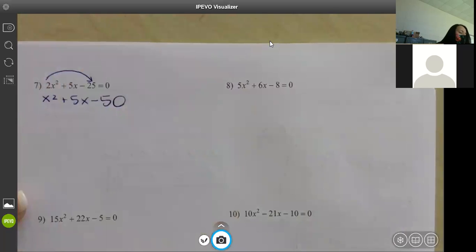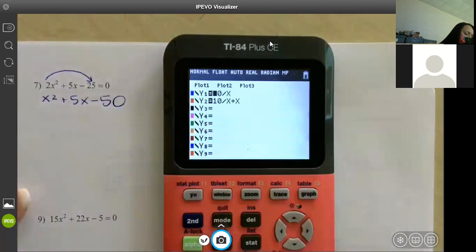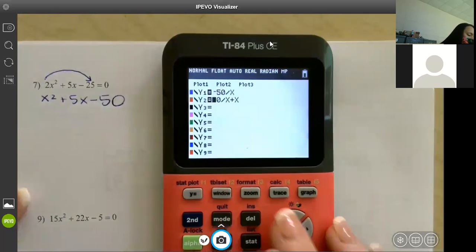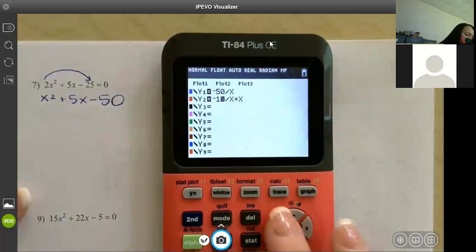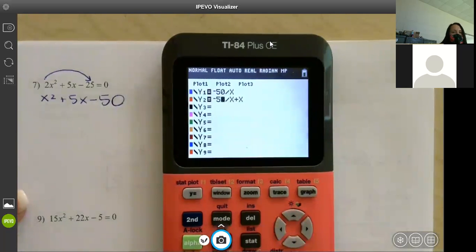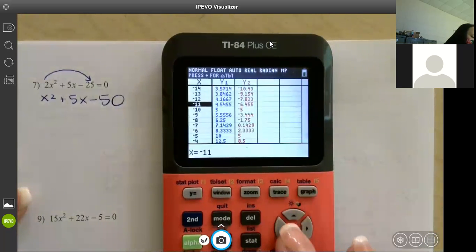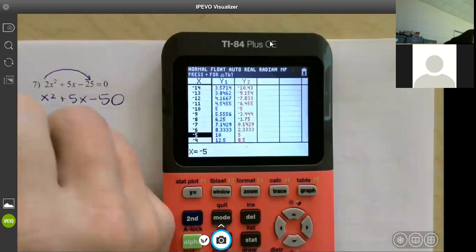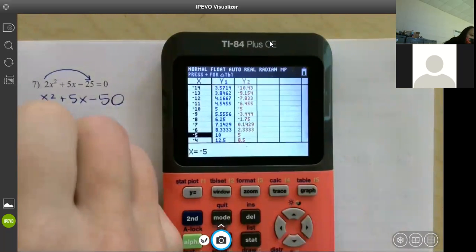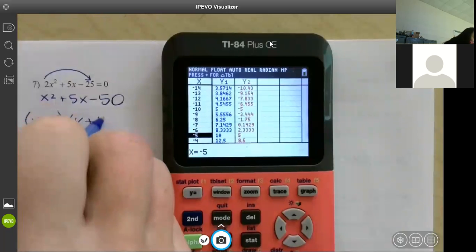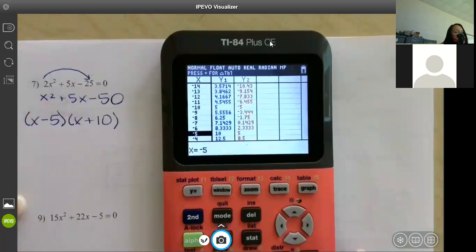Again, I get a little lazy. Negative 50 divide x, negative 50 divide x plus x. And I'm looking for positive 5 in my table. There's a negative 5, there's positive 5. So my two factors are negative 5 and positive 10.